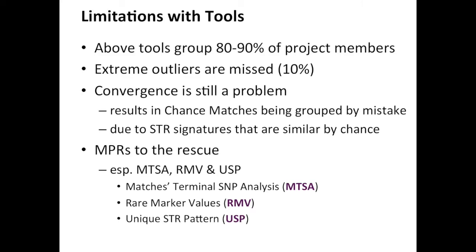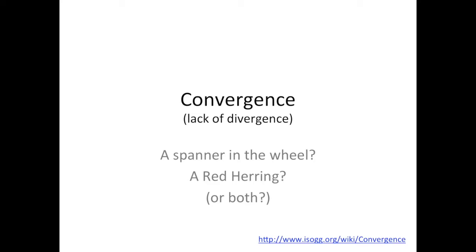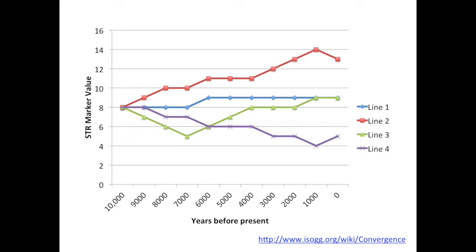Now, we have talked about convergence, and here is a diagrammatic explanation of what divergence actually means. If you start off with a single STR marker, and let's say 10,000 years ago the value of this marker was 8, held by Frank. Frank had several children, four of them: Bob, Dick, Tom, and Peter, and they had descendants. Over the course of the millennia, you see that single marker value mutated up, and then up again, and then stayed the same, then up again, and up again, up again, up again, then down. And that's in one of the lines.